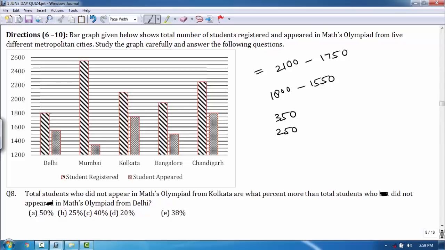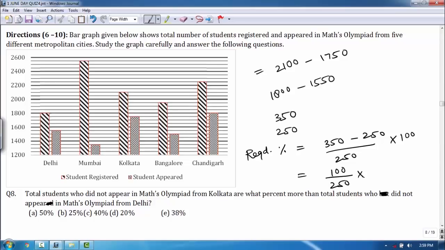So the required percentage will be 350 minus 250 upon 250 into 100. That will be equal to 100 upon 250 into 100. So that gives us 40%.